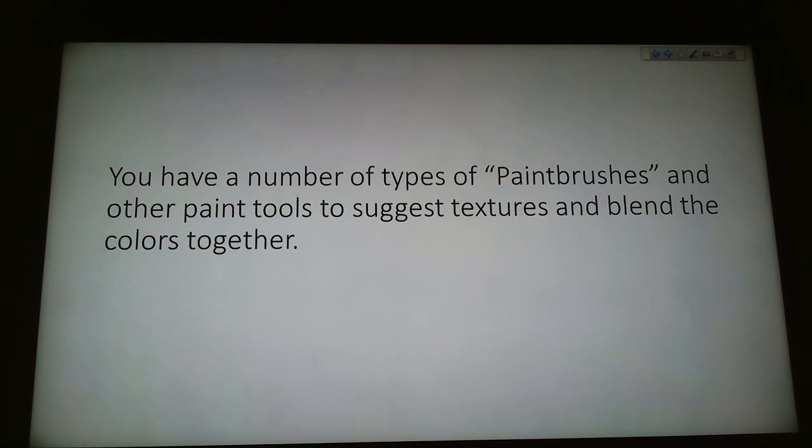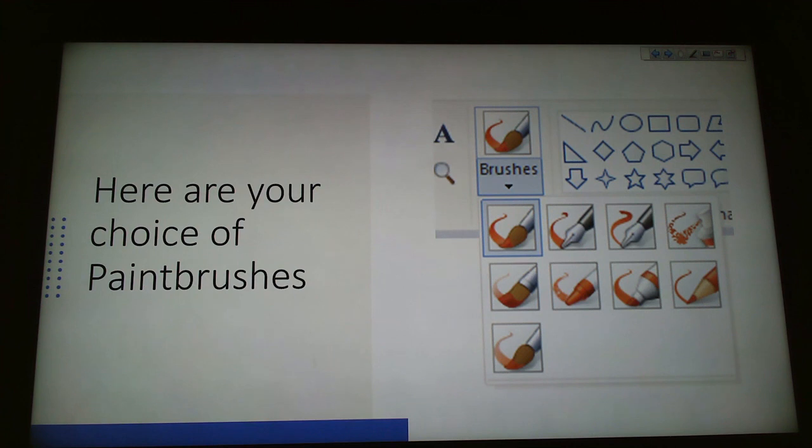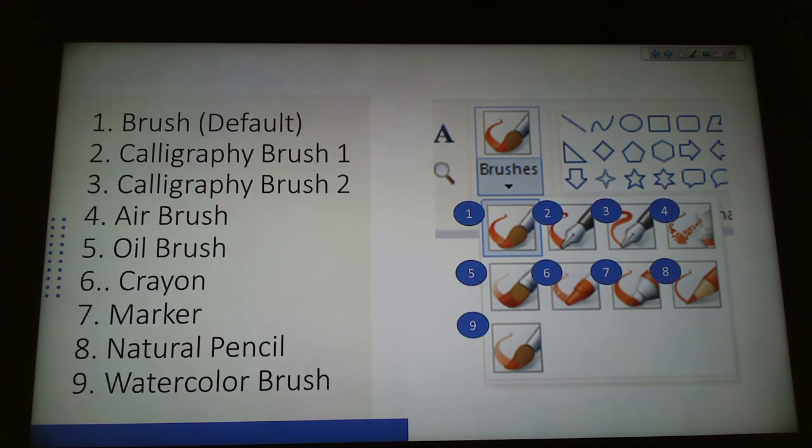Once you get the colors you want, you can choose any number of paint brushes and the other paint tools to suggest textures and colors to blend the colors together. You've got a choice of a brush that's a solid color, that's the default. You got a calligraphy brush, that's good for tight corners, 1 and 2. You got a spray airbrush kind. Then you've got an oil brush. I find this one works particularly well with what we're doing here. You've got a crayon, a marker, a natural pencil, and then a watercolor brush.